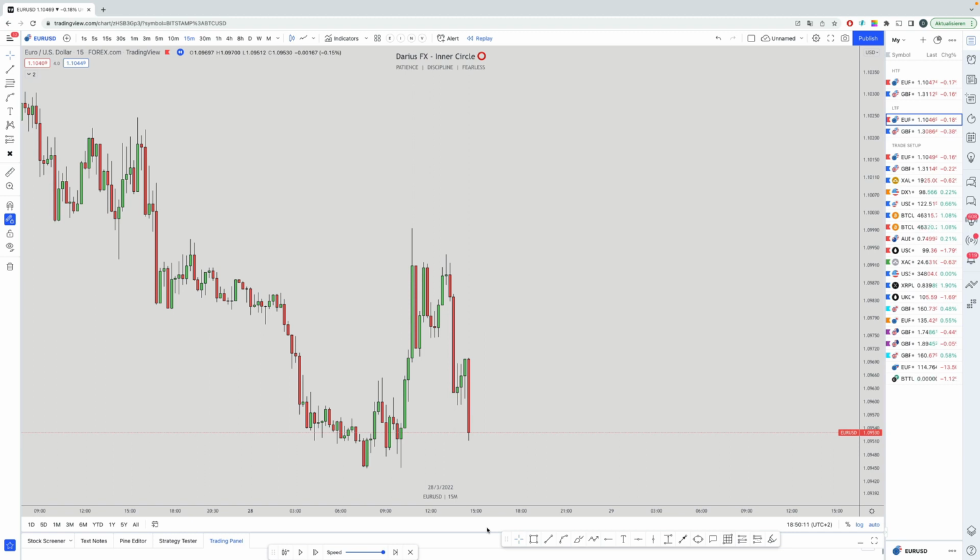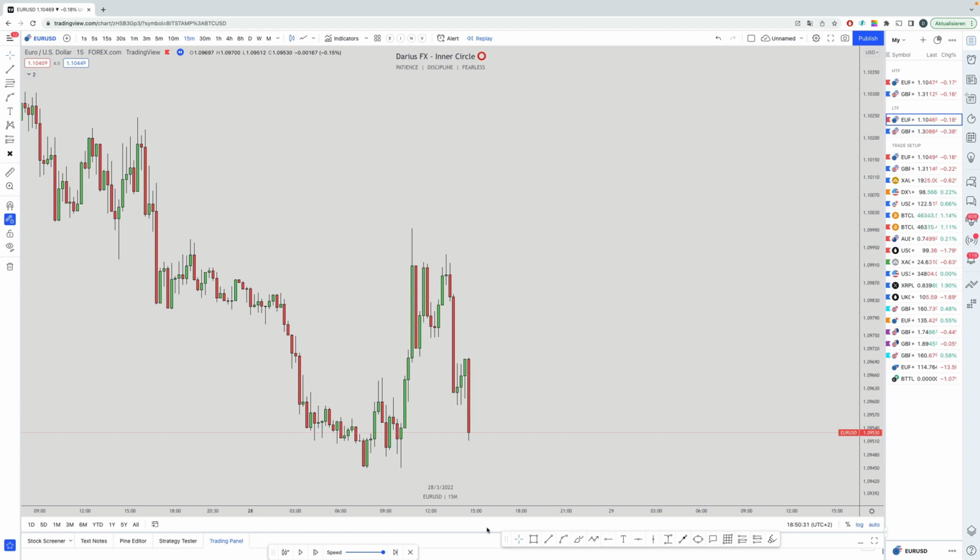And the most important thing is to really have the right POI. All the other things, of course, need to be there too: liquidity, break of structure, change of character, bullish order flow or bearish order flow, to understand why you are in a trade. All that good stuff, structure.